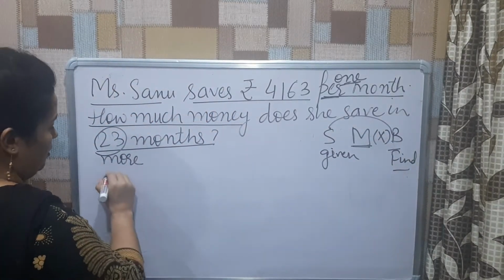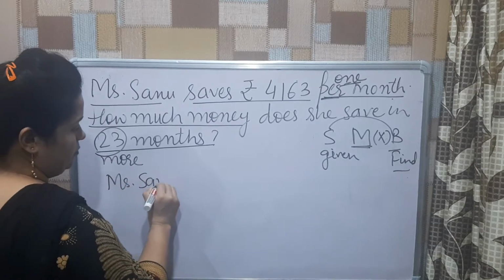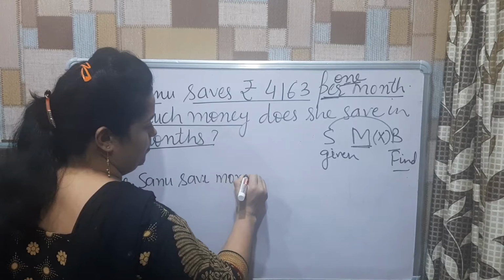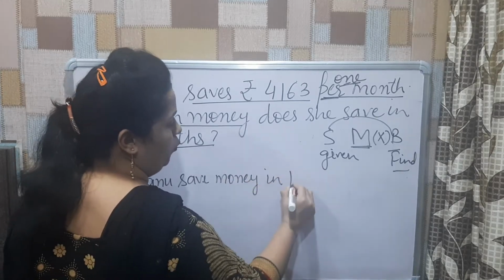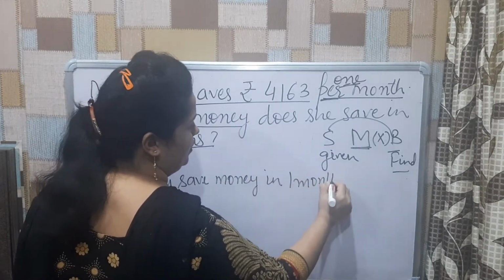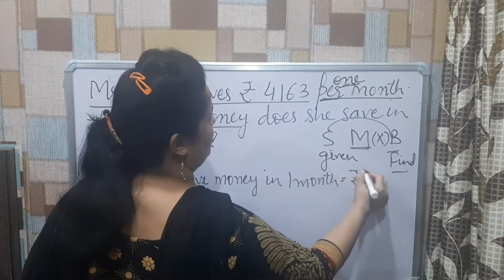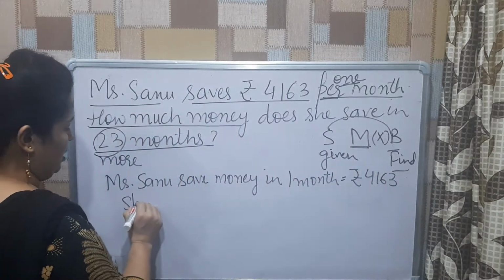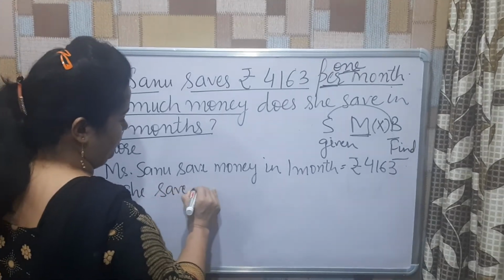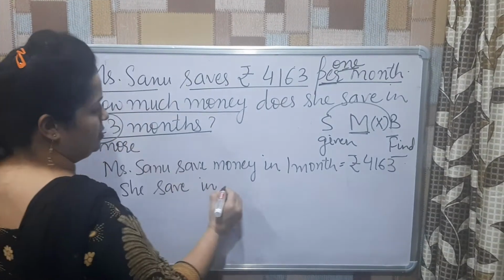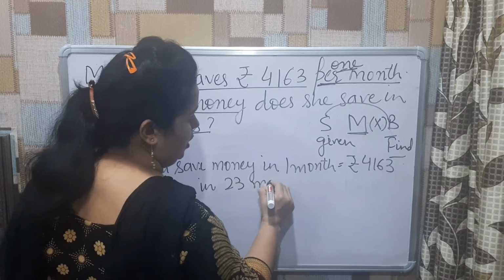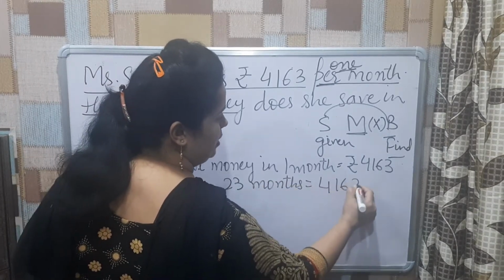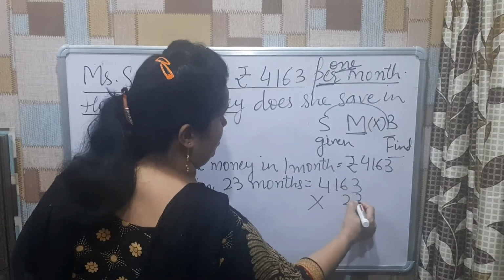So I will write Miss Sanu saves money in 1 month equals to rupees 4163. Now, she saves in, how many months are there? 23 months. What I am going to do is 4163 multiplied by 23.